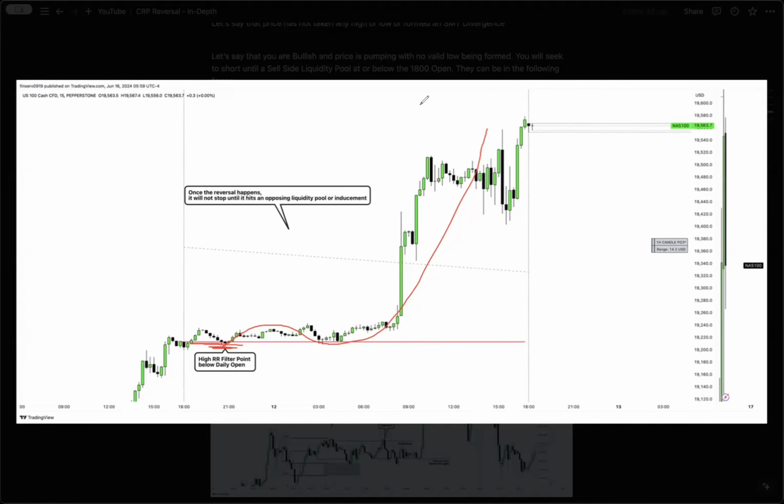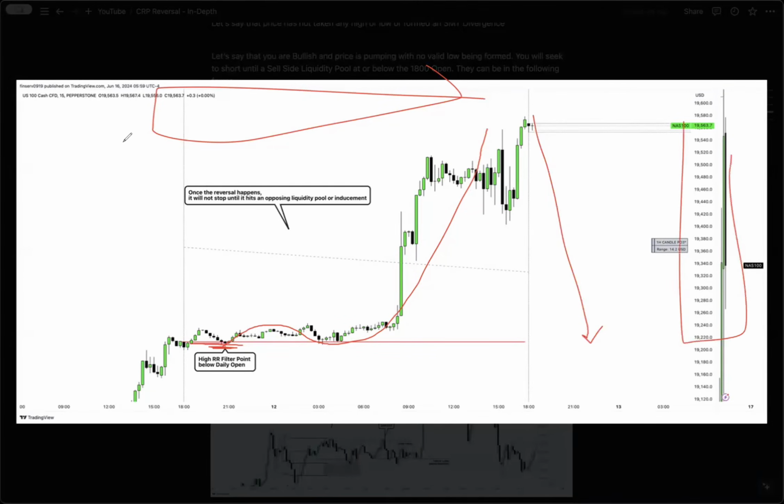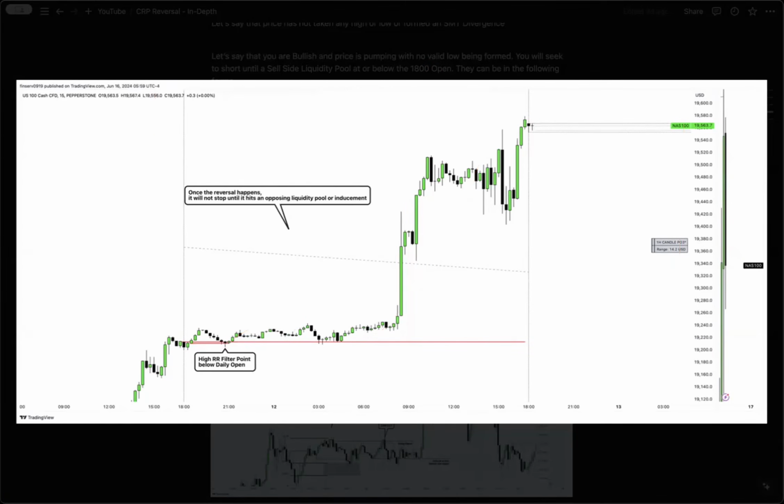Okay, and then upon hitting a liquidity pool, we can expect price to go down. But look at this. This is Nasdaq. There's nothing on the left because it's making new all-time highs. That's why it's just going to keep on going up. Okay, all right.